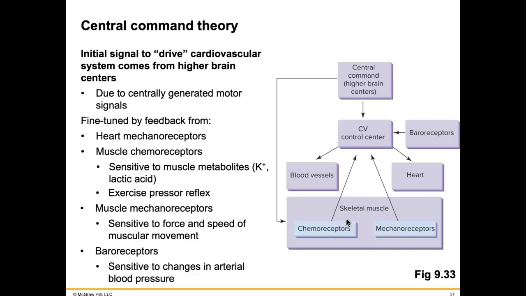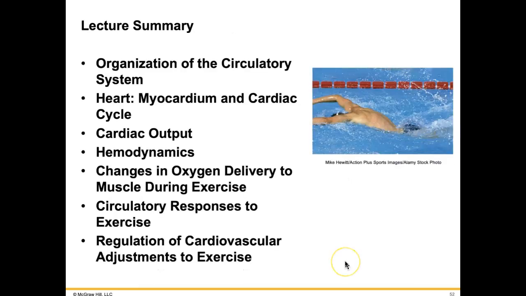So we're also going to increase the blood pressure and our total peripheral resistance through vasoconstriction by the sympathetic nervous system being turned on or activated even more. Then we have our muscle mechanoreceptors, which are going to be sensitive to the force and the speed of muscular movement. And lastly, our baroreceptors that are sensitive to the changes in the arterial blood pressure. And here is our summary of all that we have discussed.